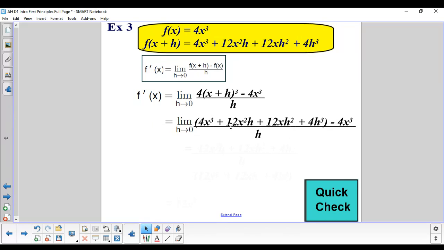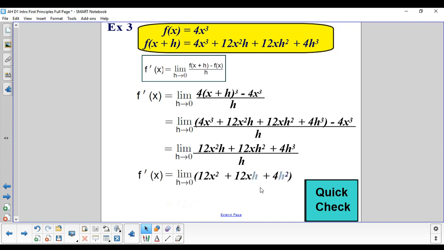So I'm going to put that in, and right away you'll see 4x cubed cancels with the 4x cubed, leaving you with the 12x squared h, the 12xh, and the 4h cubed. You can instantly see that h cancels down, so you can take h to the power of 1 off of everything. And what I've done here is put them in a different colour to remind you this is going to tend to 0 and this is going to tend to 0, which means you'll be left with 12x squared.